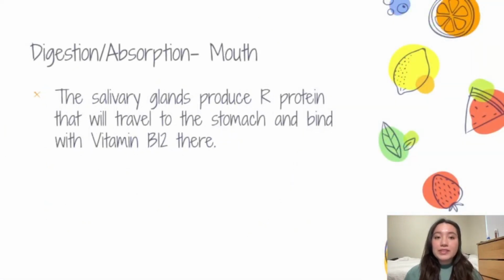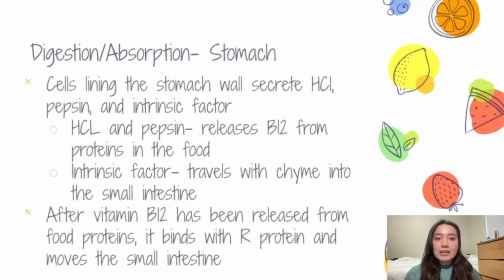So in the mouth, the salivary glands produce R protein that will travel to the stomach and bind with vitamin B12 there. Now in the stomach, the cells lining the stomach wall secrete HCl, pepsin, and intrinsic factor. HCl and pepsin release vitamin B12 from proteins in the food, and the intrinsic factor travels with chyme into the small intestine. After vitamin B12 has been released from food proteins, it binds with R protein and moves into the small intestine.